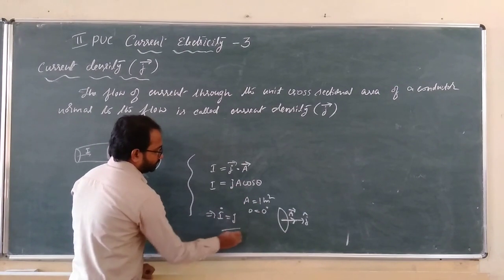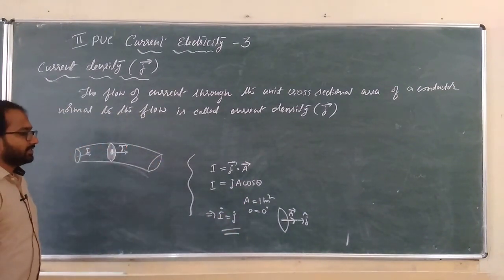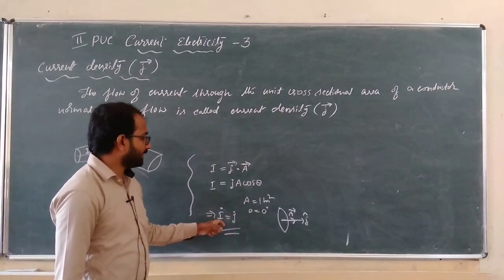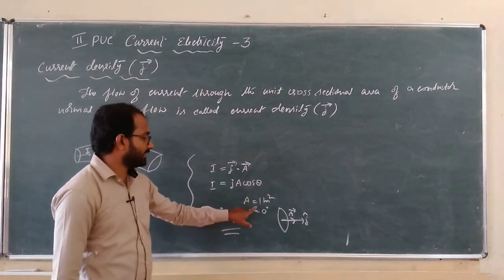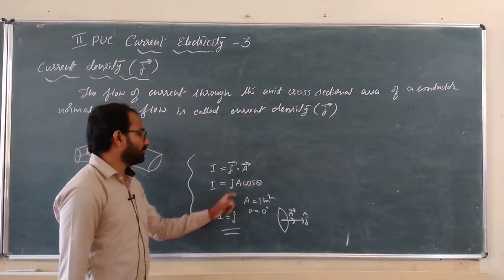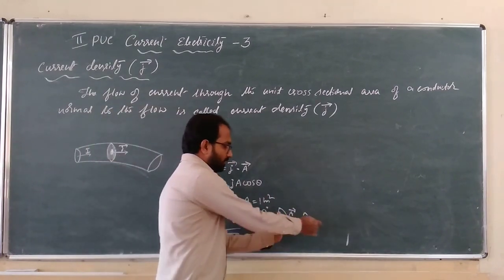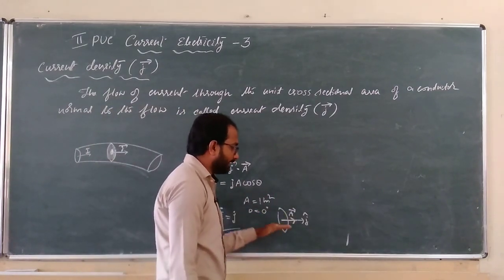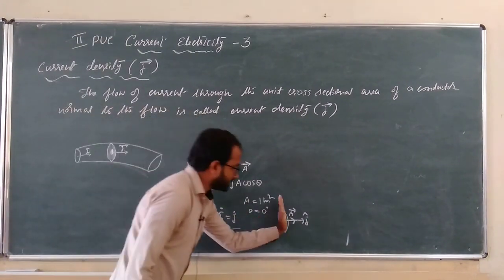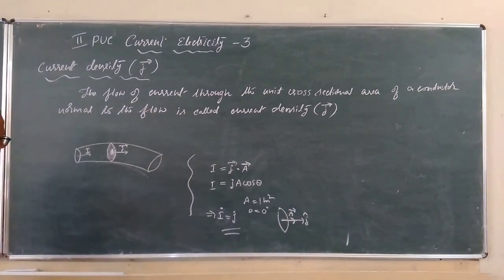Okay, right? So I is equal to J. Therefore, current density is nothing but the amount of current flowing per unit cross-sectional area, say A is equal to 1 meter square, through a conductor which is held normal to the flow of current. The area is normal to the flow of current; the area vector is parallel. So that is the definition of current density.